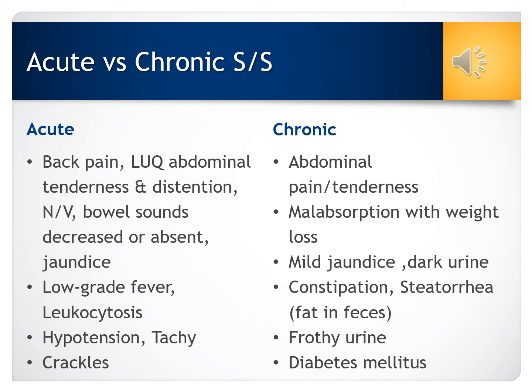Other manifestations include symptoms of pancreatic insufficiency, including malabsorption with weight loss, constipation, jaundice with dark urine, steatorrhea, and diabetes mellitus. The steatorrhea may become severe with large amounts of foul-smelling, fatty stool. Urine and stool may be frothy.